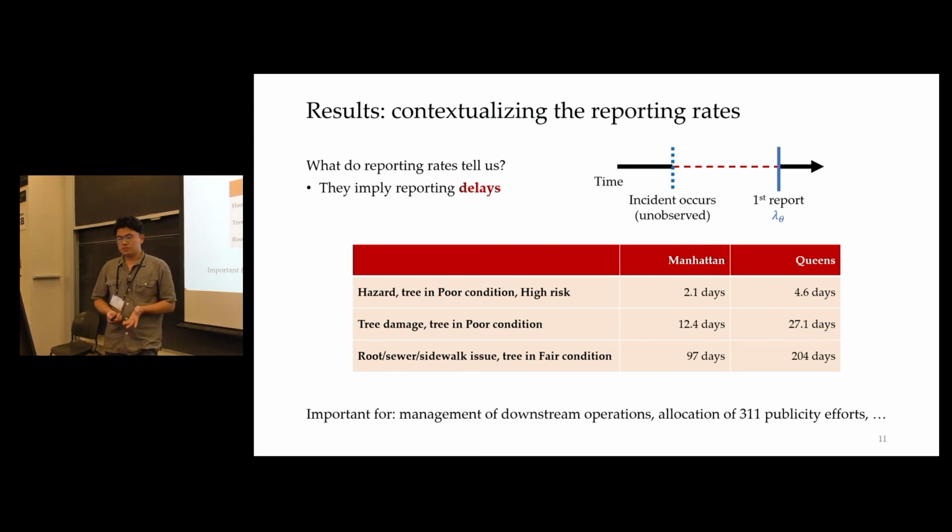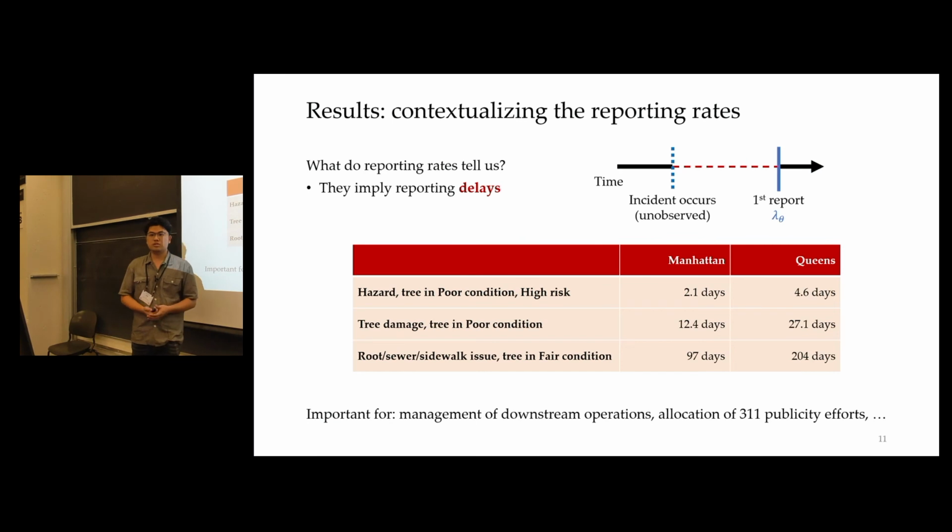This is important for at least 2 things. The first is the management of downstream operations, in which we can balance and counter for this imbalance of reporting delay. The other thing is it might be very important for the allocation of 311 publicity efforts, because the 311 system is fundamentally a system for residents to call for allocation of public goods. And a more balanced and more equitable use of the 311 system is very desirable for city governance.